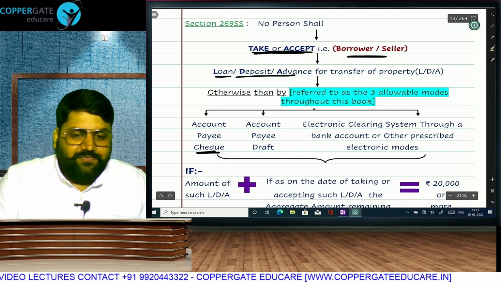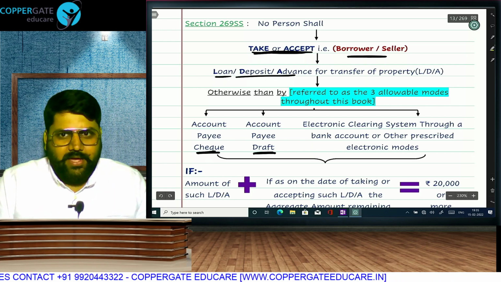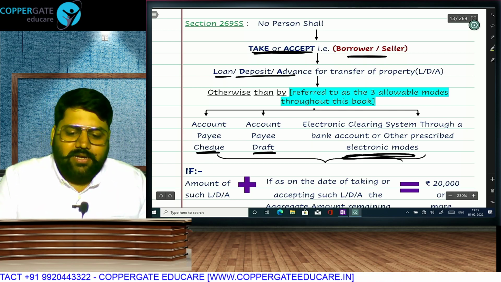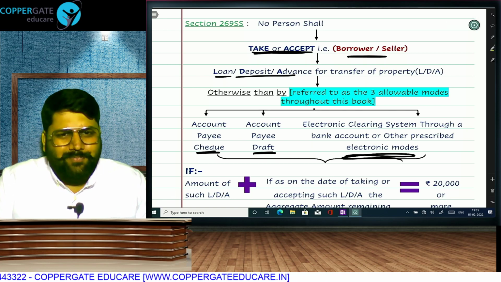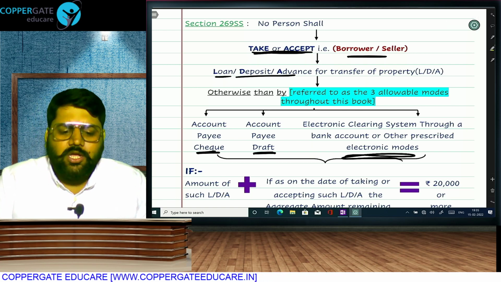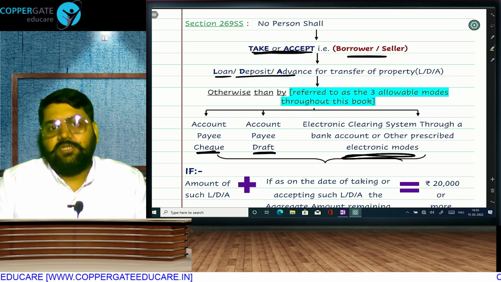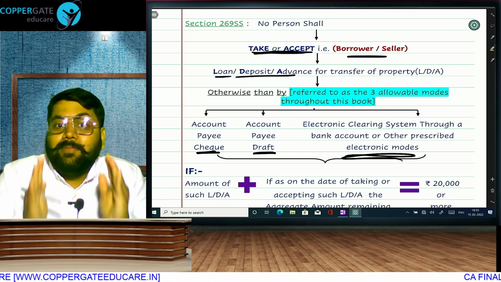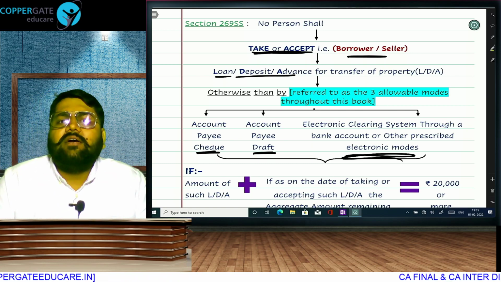Account payee check, where payer and receiver are traceable. Account payee draft, where payer and receiver are traceable. Electronic clearing system through a bank account or any other prescribed electronic mode like BHIM, UPI, any of these modes. No person shall take any loan or advance other than these modes. In short, we wanted to curb cash in the economy. So in other words, can I say you cannot take a cash loan?